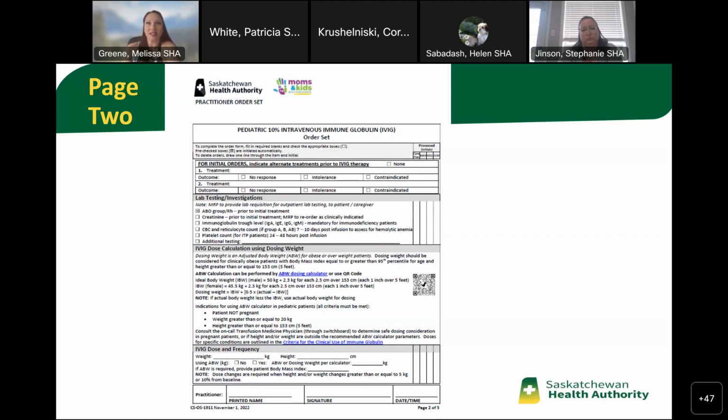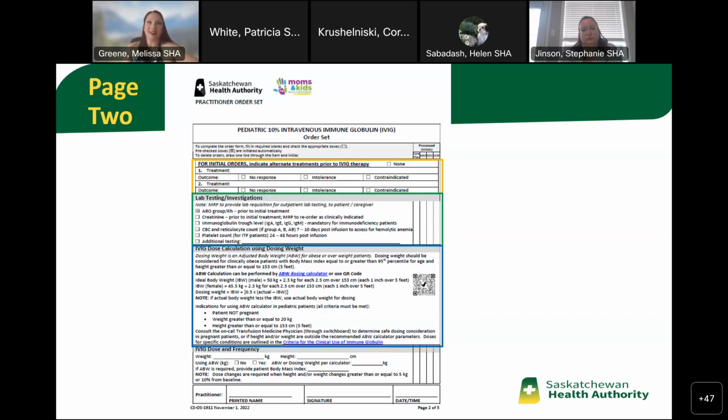Page 2 of the order set starts out with the initial orders, and tells you if they have had any previously indicated treatment instead of IVIG. If this part is not filled out, that is not necessarily a big deal because that's mostly for our screening purposes. On to the next part, lab testing and investigations. Just for your information, an ABO group and screen is required prior to initial treatment. If a physician checks off any of the other boxes, they are responsible for providing the requisition for the patient.